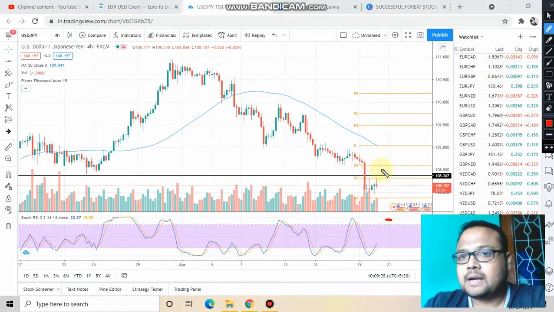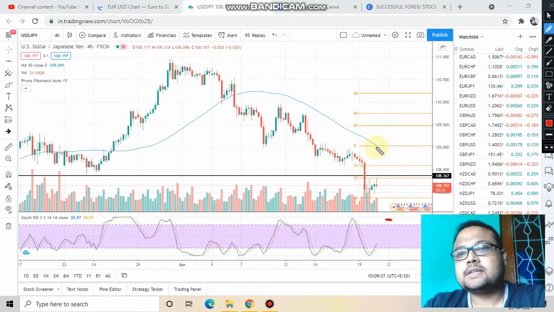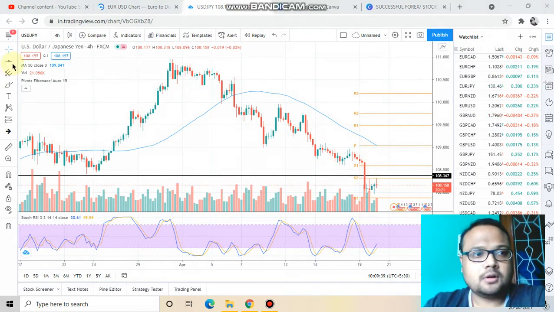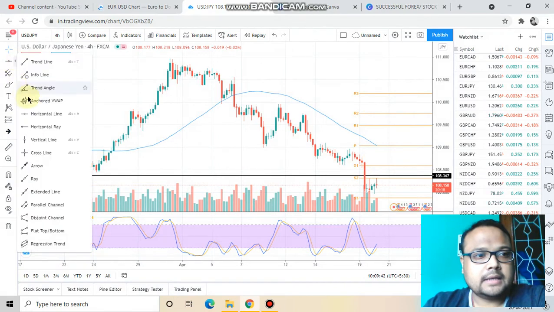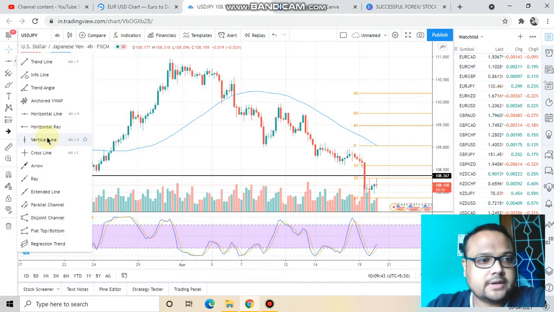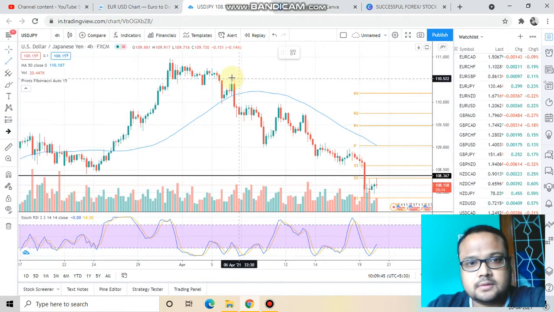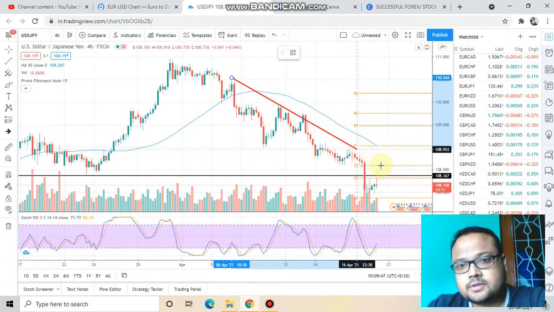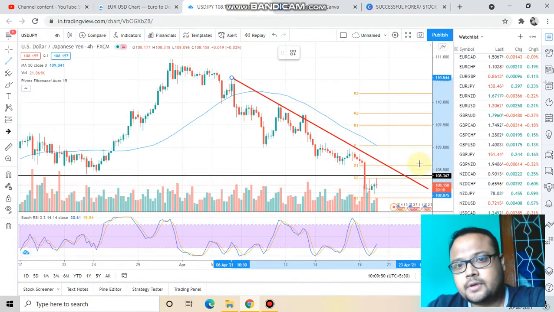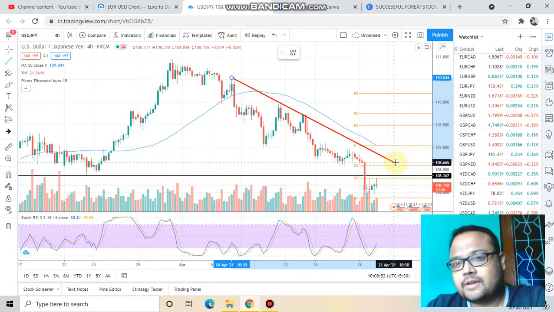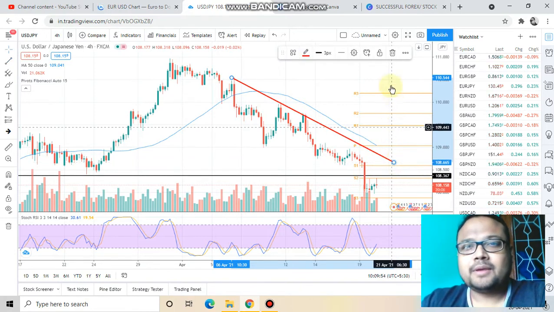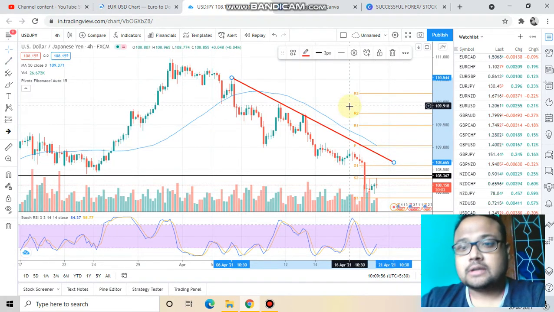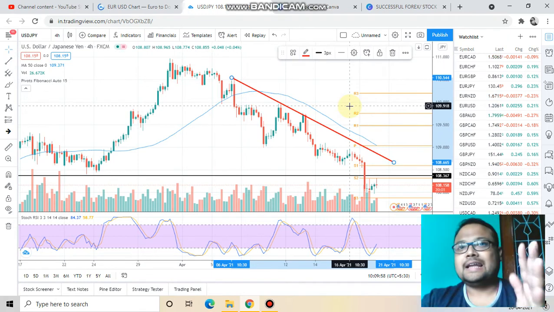If you see that market is getting resistance from the 50 moving average, or market is getting resistance from this trend line, I can draw a trend line here. Okay, I'm not a big fan of trend lines, so I do not trade on the basis of trend lines alone.